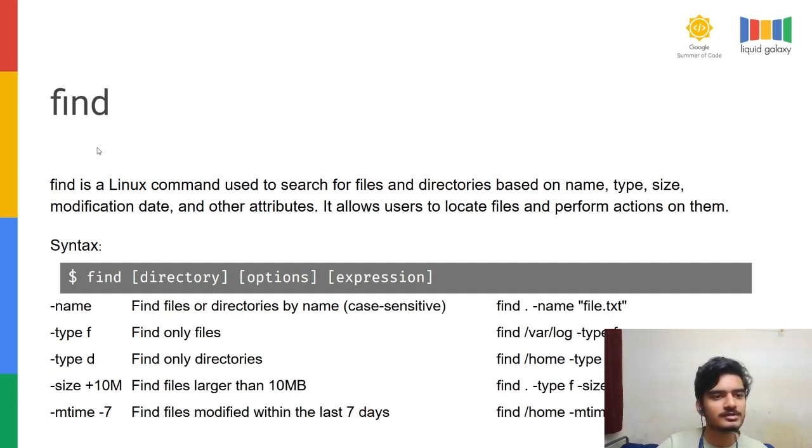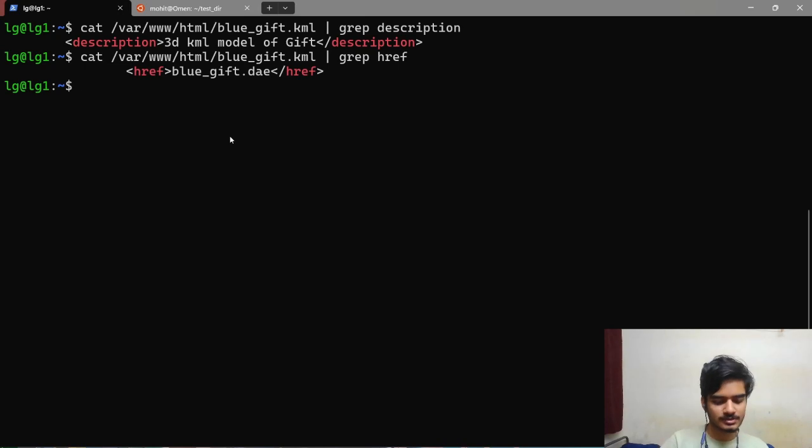So the next command is find. As the name suggests, find is a Linux command that is used to search for files and directories based on name, type, size, modification date, and other attributes. This is the syntax of the find command. So if I want to find all the KMLs that I have, I'll give this. This is the directory that I want the find command to search.